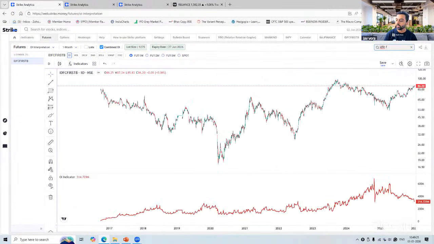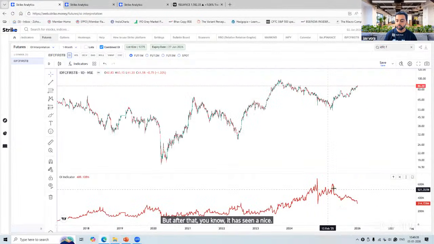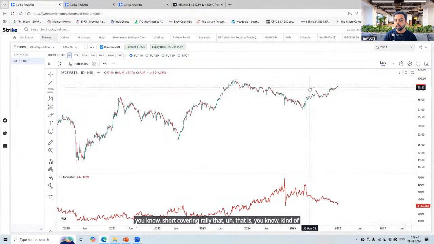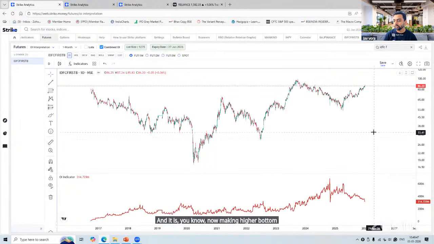You see the shorting that had happened. Around here, it was a huge short position. After that also, it did fall a bit. Okay, from here, if you see, it did go down. But after that, it has seen a nice short covering rally that is playing out. And it is now making higher top, higher bottom structures and so on as well.